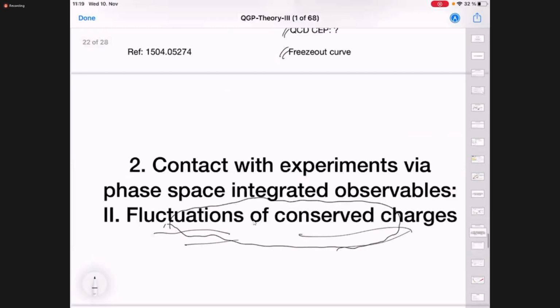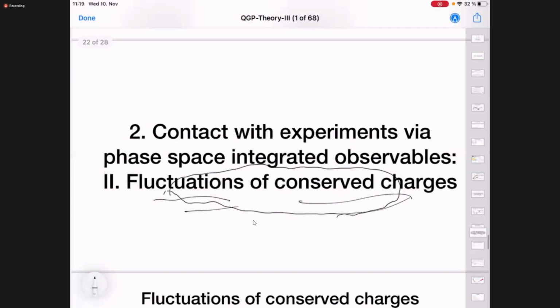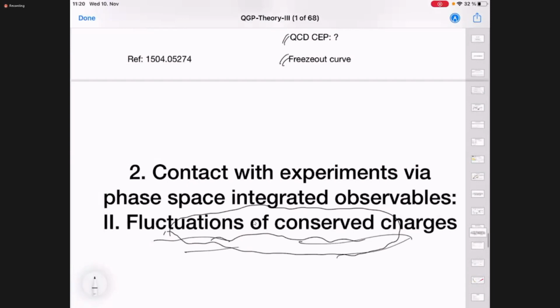So deviation from expected thermal fluctuation in the observed fluctuations of conserved charges would signify that there is some non-thermal thing happening. And we hope that is the critical point. But of course, there are a lot of complications, right? Something thermal is easy, okay, just the Boltzmann law.